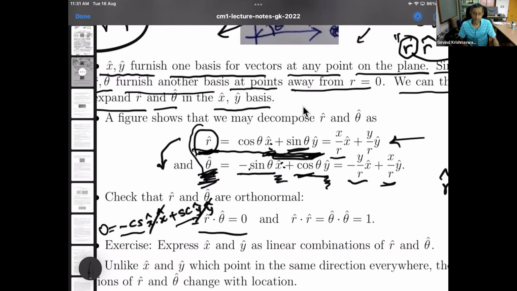Okay, so we have verified that r hat and theta hat are indeed orthogonal to each other, as the picture already demonstrated. Not only are they orthogonal, they are orthonormal because they have unit length. That again you can check from the formula. The length of this vector r hat is the sum of the squares of its x and y components, so that is equal to 1. So here we are. We have found a new orthonormal basis for the plane at any point on the plane.